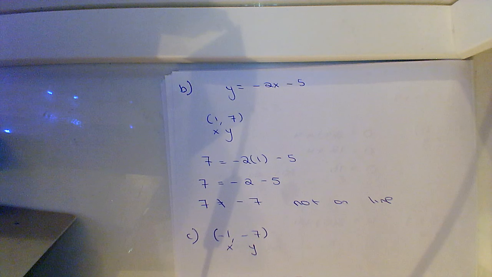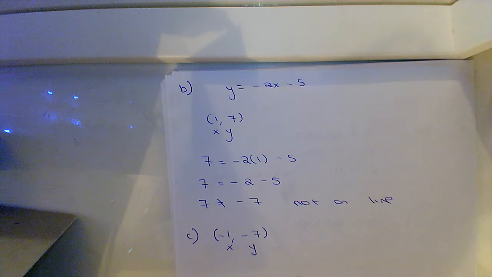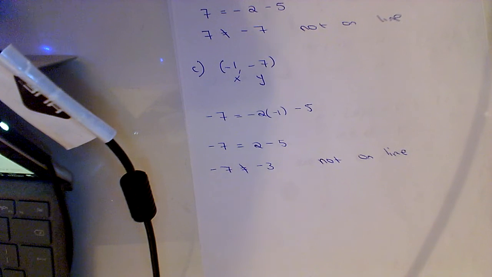Part C, I have minus 1, minus 7, so x is minus 1, y is minus 7. So I sub in and I have minus 7 is equal to minus 2 bracket minus 1 minus 5. And I get minus 7 is equal to 2 minus 5. Minus 7 is not equal to minus 3. That point is not on the line.